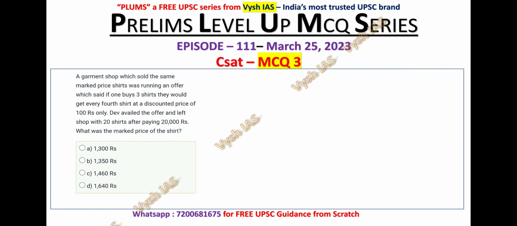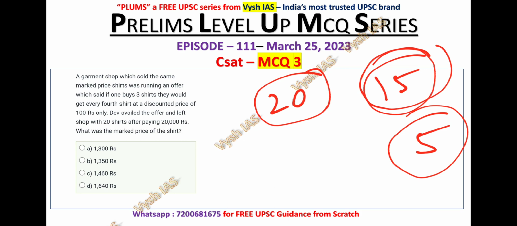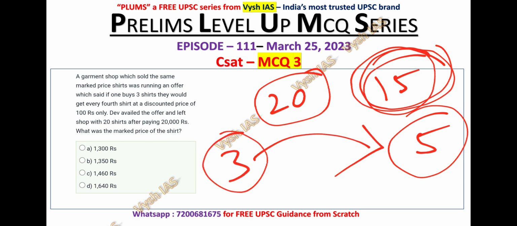So in this way, totally Dev has availed 20 shirts. He purchased 20 shirts for 20,000 rupees. So what they're asking, we have to find the marked price, the actual price of the shirt. If he bought 20 shirts, it means that 15 shirts he bought for the original price, and 5 shirts he must have bought for the discounted price, because for every 3 shirts one shirt will be at the discounted price.